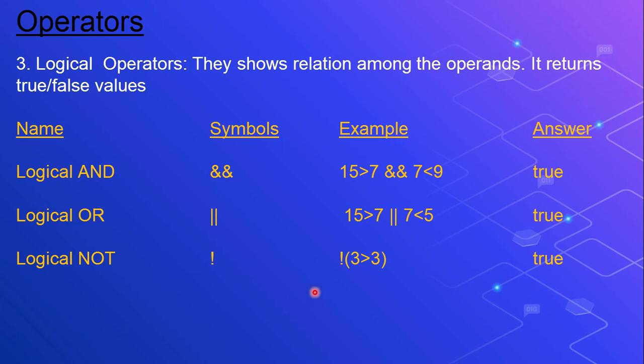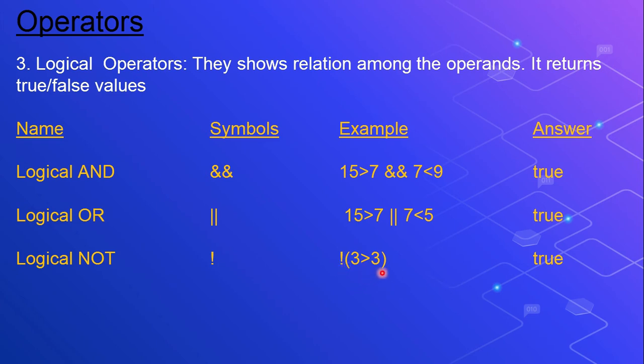Logical NOT. See the symbol used for logical NOT. And see the expression inside the parenthesis. Please see what is written inside the parenthesis: 3 greater than 3. Is 3 greater than 3? False. So now evaluate the outside one. This is false, which means you will get a true answer.